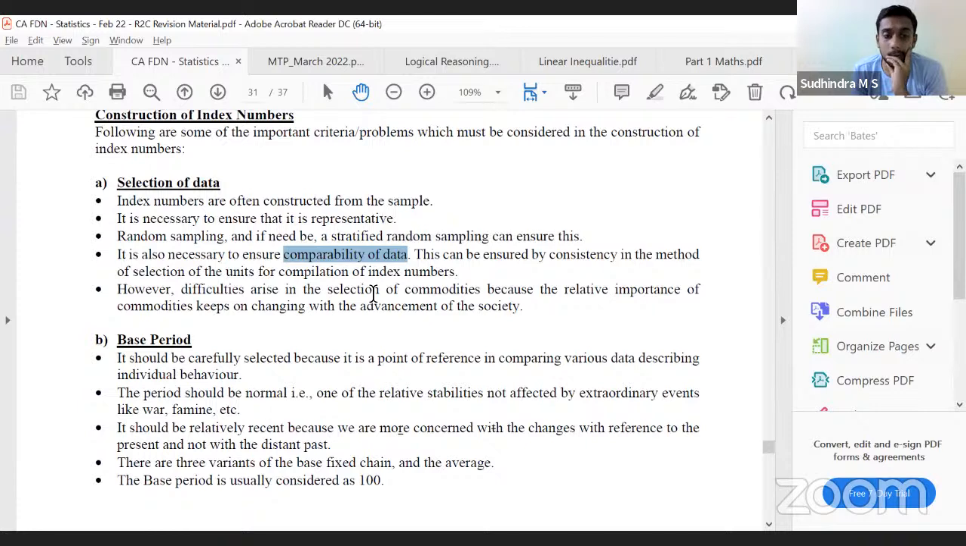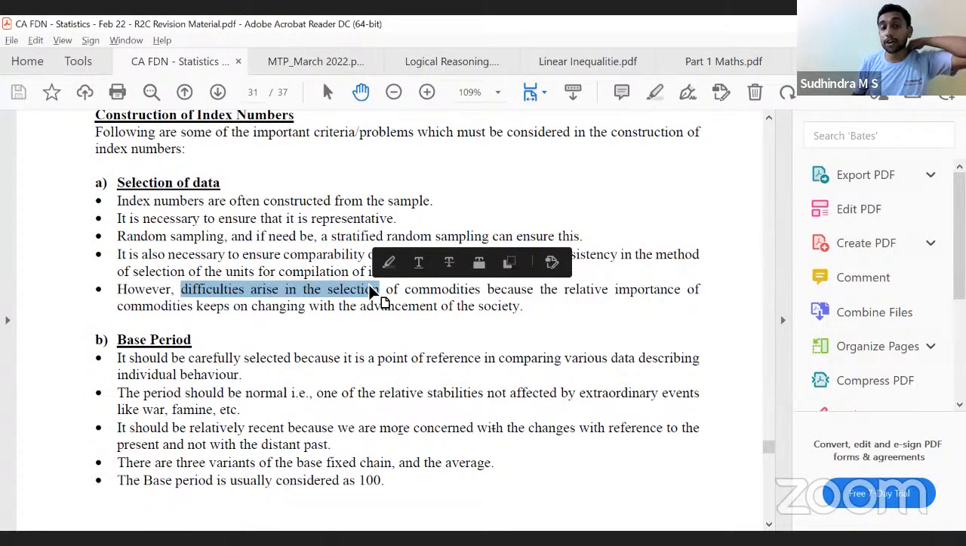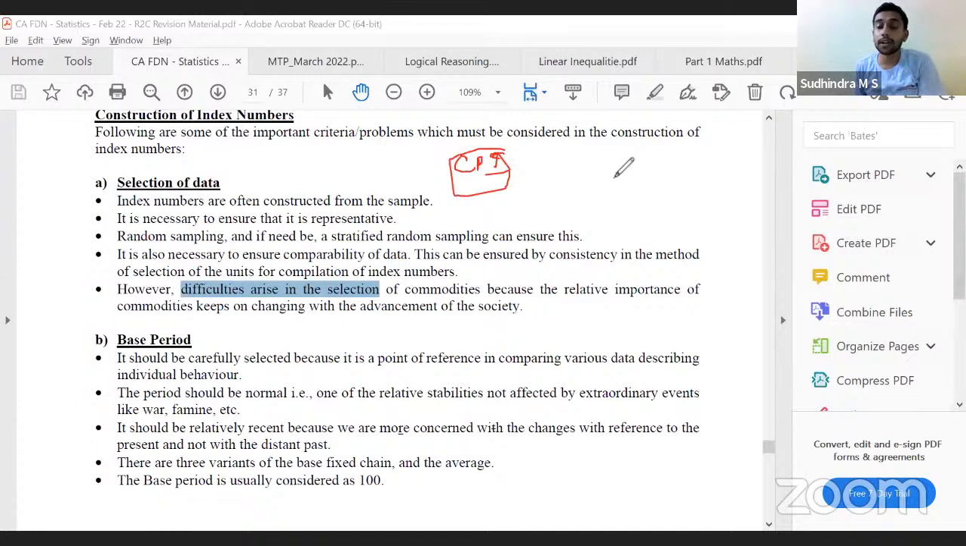However, difficulties arise in selection of commodities because relative importance of the commodities keeps on changing. Now, when we are calculating consumer price index, we have to consider the prices of the commodities which the consumer consumes. What the consumer consumes changes over the period of time. So the selection of commodities becomes utmost important, and it would be very difficult to select the commodities.